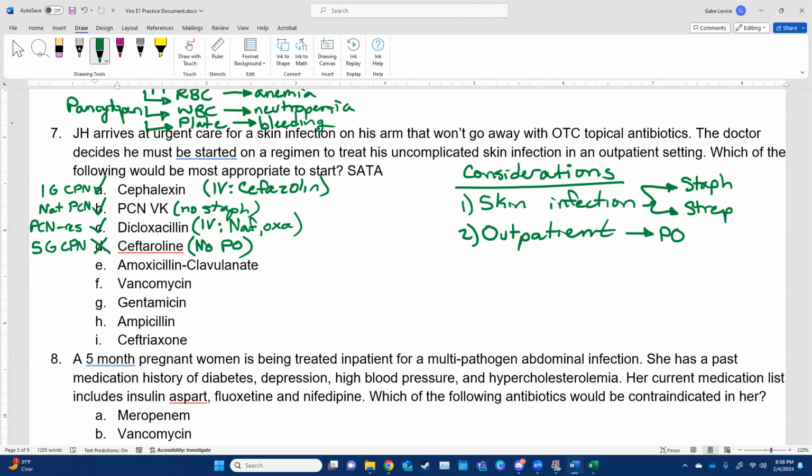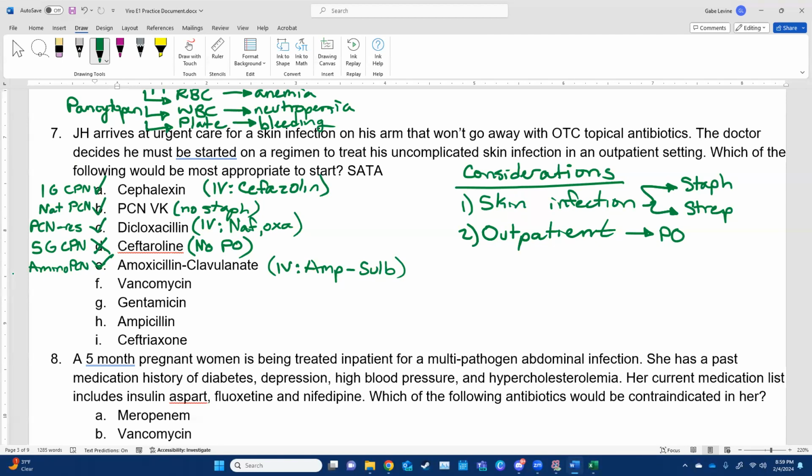How about amoxicillin clavulanate? Can never say this. Yes, 100%. What is the IV version of this drug? Ampicillin sulbactam. Right? If we have one of the inhibitors, we want to make sure we're keeping the inhibitor.